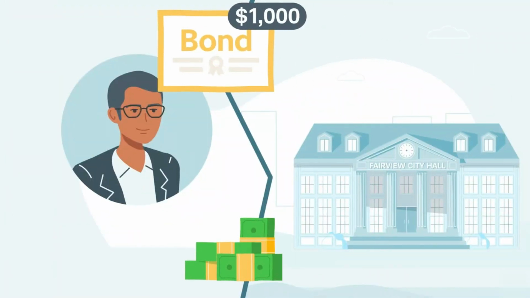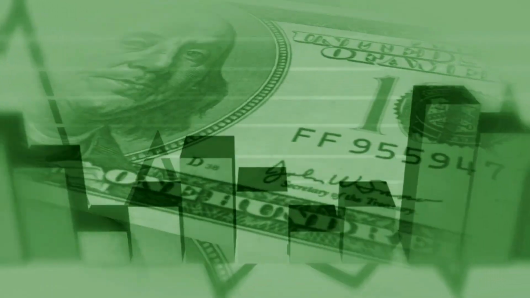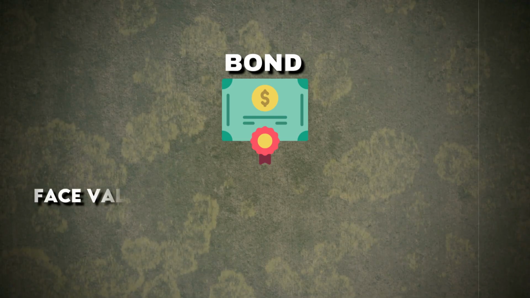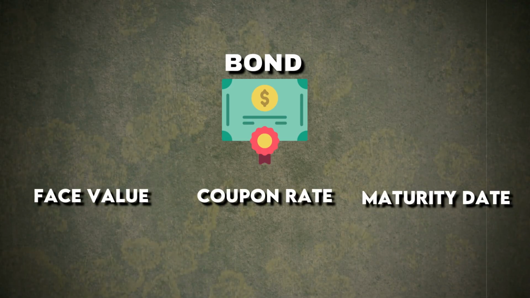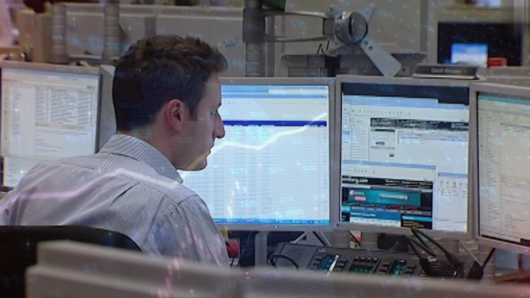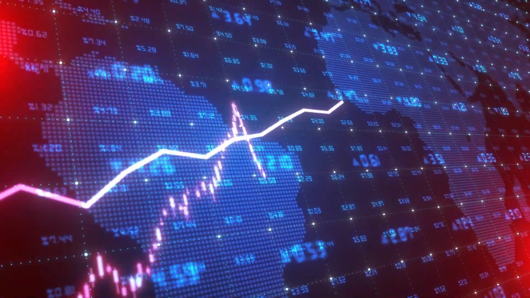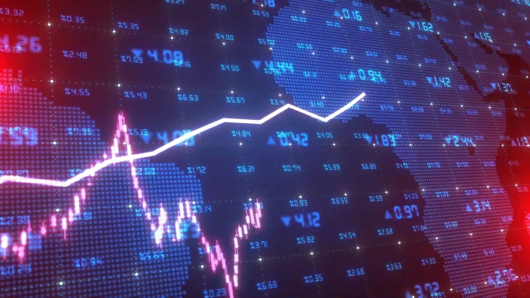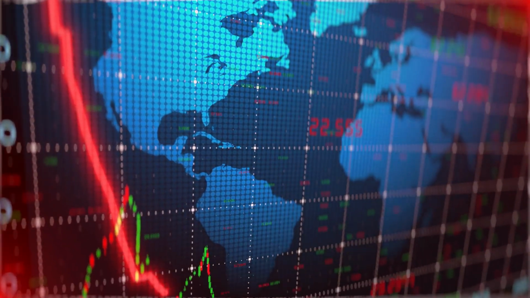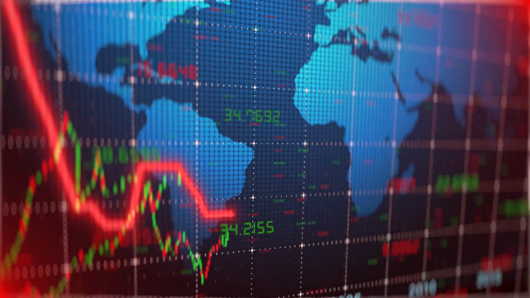Bonds are debt securities issued by corporations or governments, allowing them to borrow money from investors in exchange for interest payments. Bond characteristics include face value, coupon rate, and maturity date. Financial engineers analyze bond prices and risks using models that consider factors like interest rate changes. Techniques such as duration and convexity help assess how bond prices react to fluctuating interest rates, aiding in risk management.